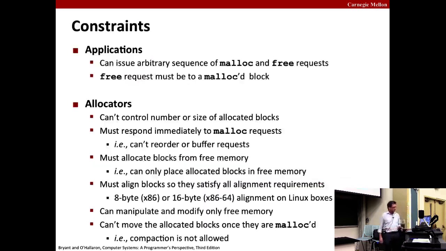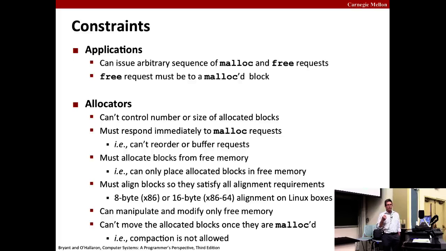Now, allocators work under a lot of different constraints. So it's hard to write an allocator because of all these constraints. Applications can choose any combination of allocated and free blocks, so you can't predict what an application is going to request. And when the application frees a block, it is required to pass a pointer that was returned from a previous invocation of malloc. So the application has a few constraints, but really the only one is that when it frees something, it has to be a pointer from a previous invocation of malloc.